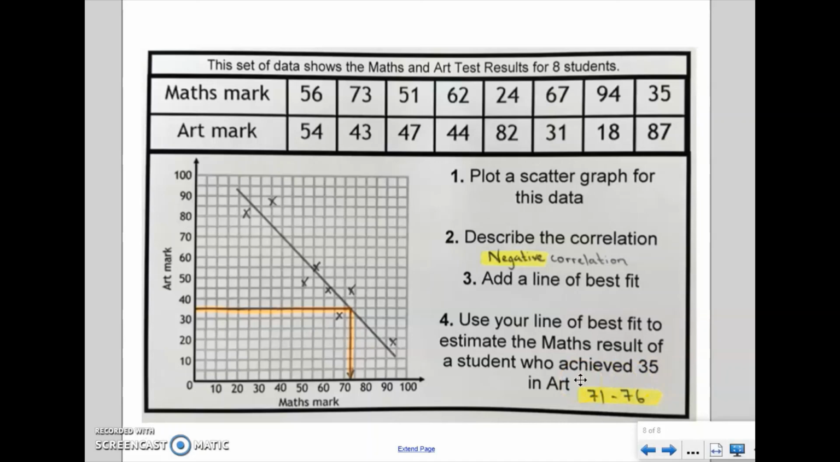Okay, so if you have 4 very accurate scatter graphs drawn and you've been able to answer all the questions associated with those scatter graphs, you've shown some excellent understanding of interpreting and drawing scatter diagrams. Very well done.